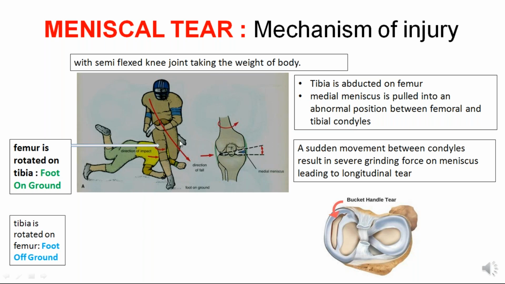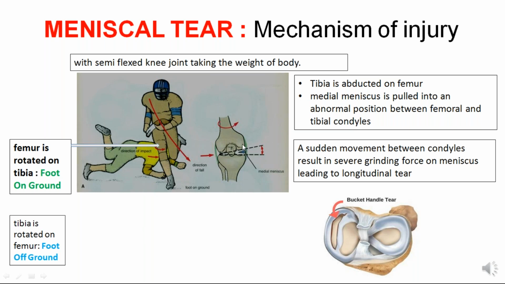So with the first condition in our mind, that is foot on the ground, now what happens because of this direction of impact? The tibia will be abducted. This is a picture showing the tibia. The tibia will be abducted on the femur. This leads the medial meniscus to be pulled into an abnormal position between the femoral condyles and the tibial condyles.